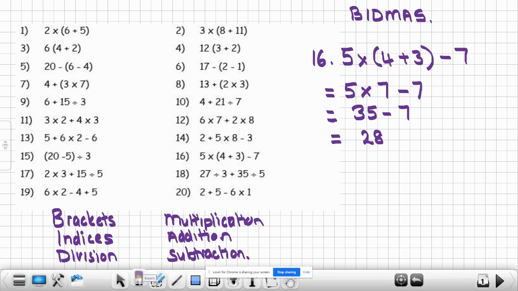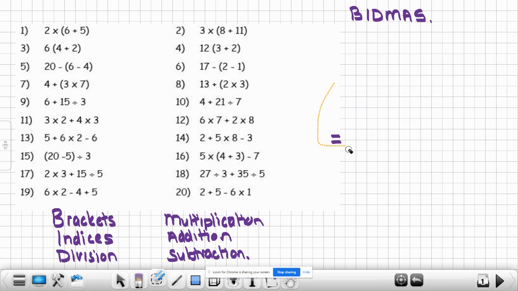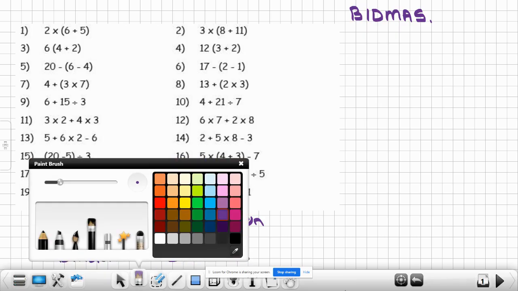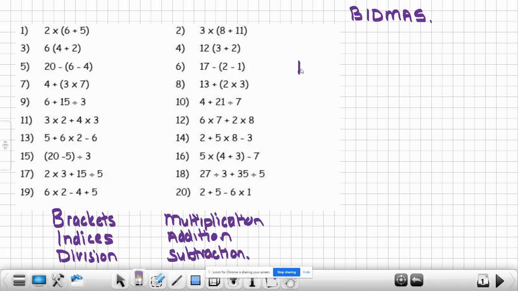Okay, let's try another one of those. If you feel ready, you could just pause the video and have a go. And we're going to do 17. So we've got 2 times 3 plus 15 divided by 5. Okay, so let's have a look at our list.